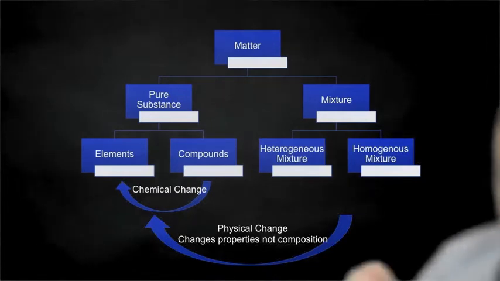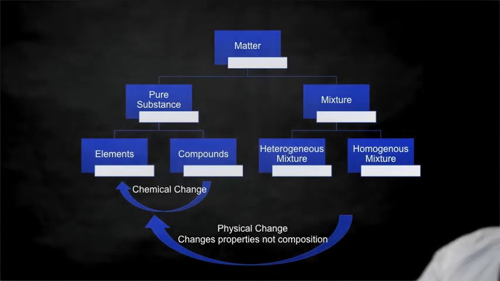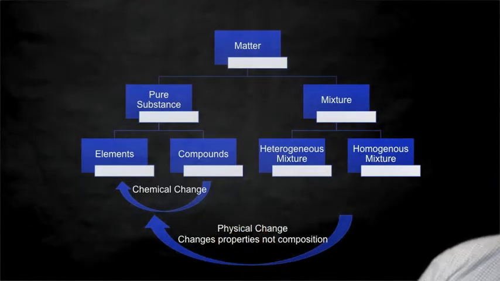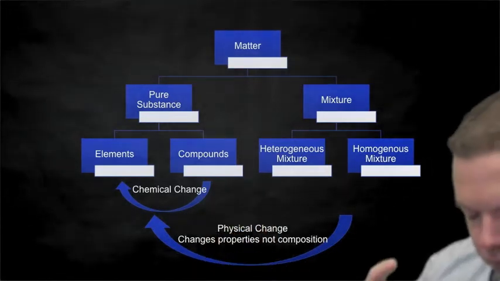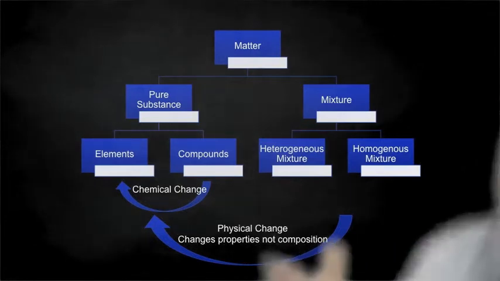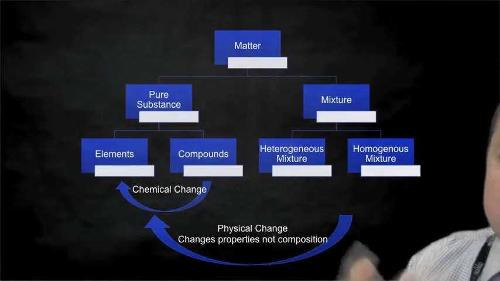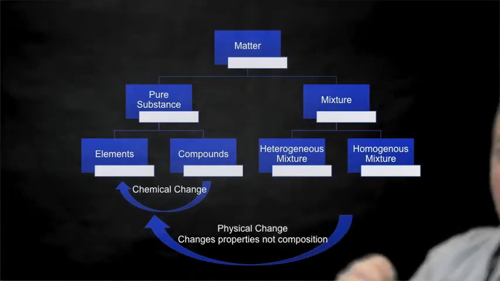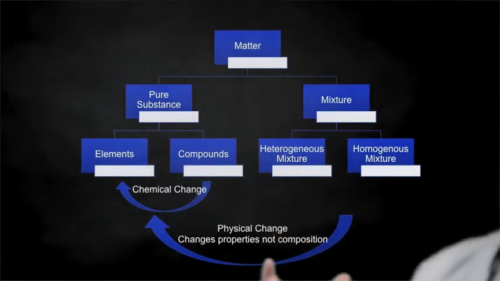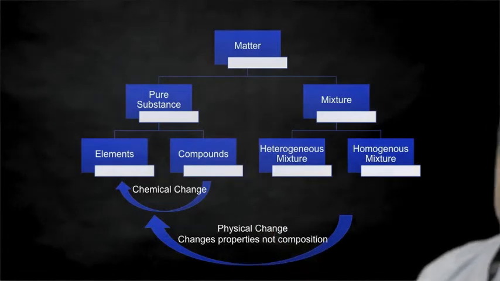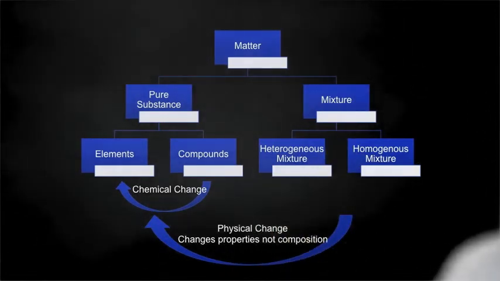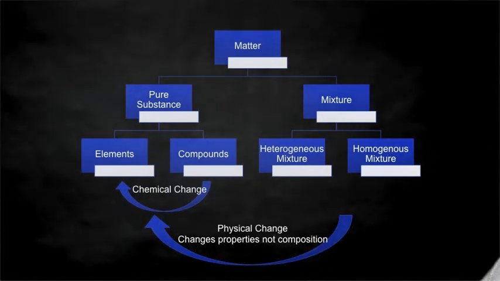So an example of an element would be like gold. If we break gold down any further, it's going to change what it is, and it's no longer going to be gold. A compound, for example, would be like water. It is more than one element. Water has hydrogen and oxygen in it, but we can't break apart water into the hydrogen and the oxygen without changing what it is. We can change its form or its state, but we can't change its actual identity.